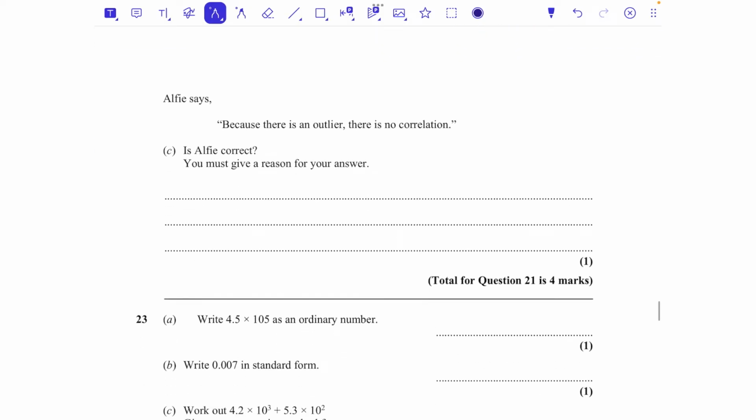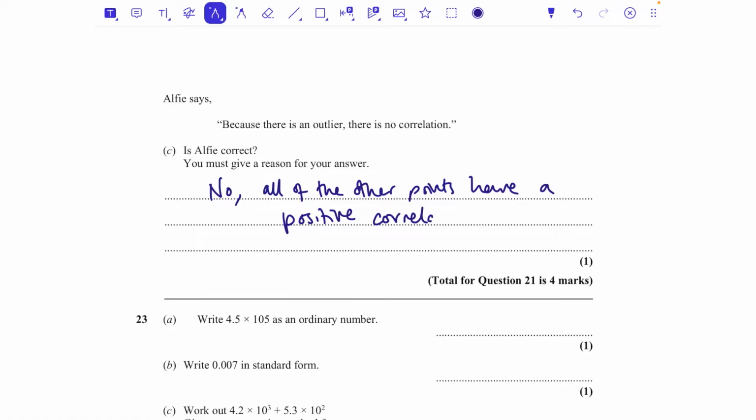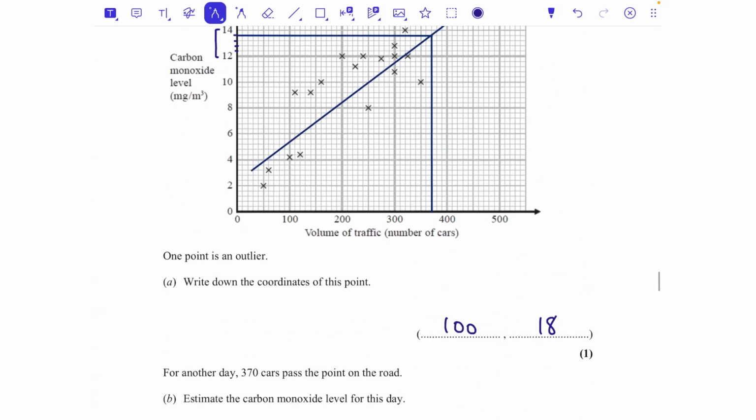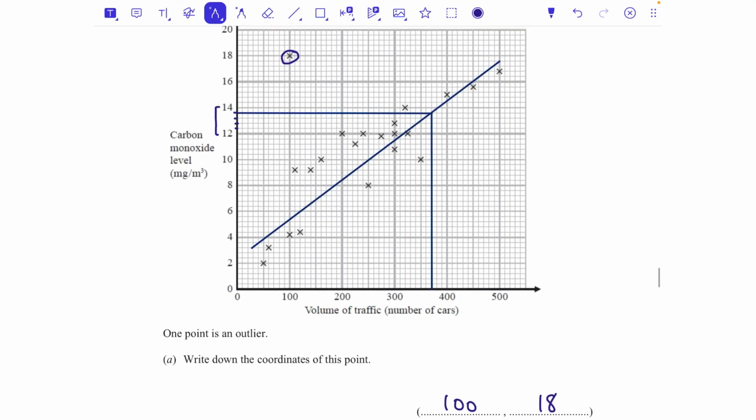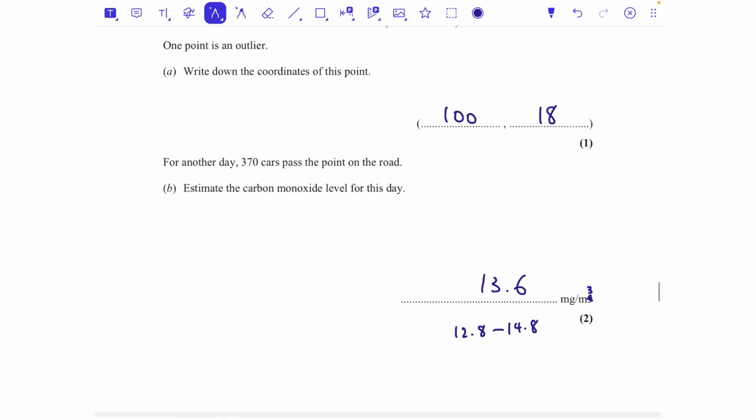Okay, Alfie says, because there is an outlier, there is no correlation. Is Alfie correct? You must give a reason for your answer. No, so he's not correct. All of the other points have a positive correlation because they are going up. As one piece of data gets bigger, the other piece of data gets bigger as well. Positive correlation. So just because there's an outlier doesn't mean that all of the other points don't have a pattern to them, and we can see that they are going up. The more volume of traffic on the road, the higher the level of carbon monoxide.